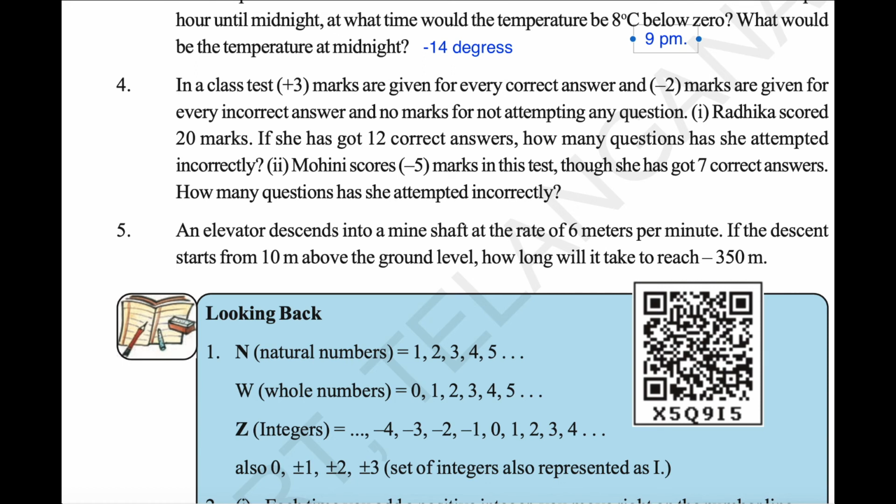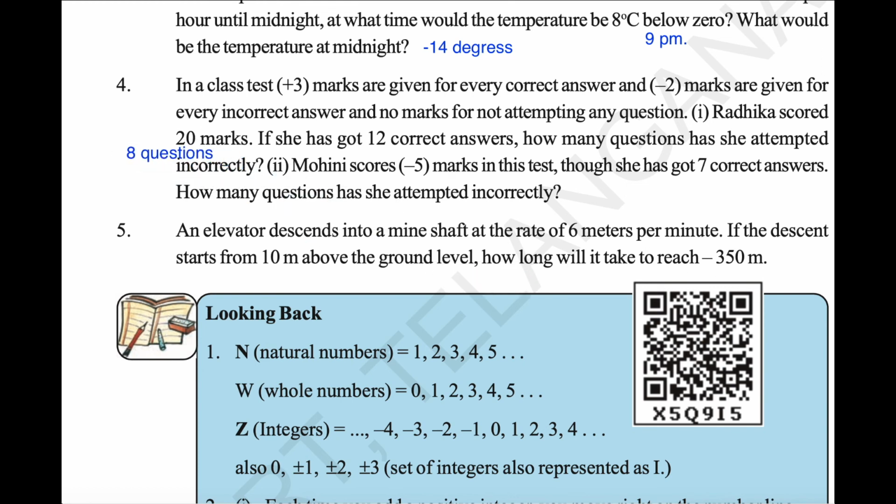If she got 12 correct answers, she must get 36 marks. But she got only 20, that means negative marks are 36 minus 20, nothing but 16. 16 by 2 is 8. So she made 8 wrong attempts, or 8 questions attempted incorrectly.